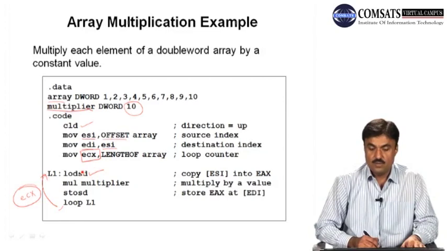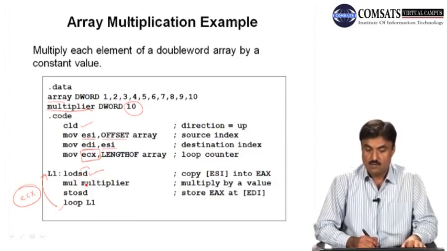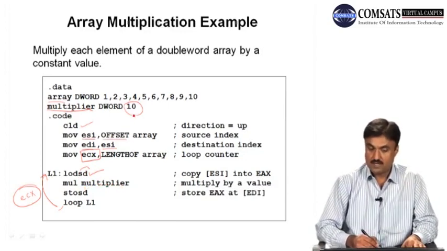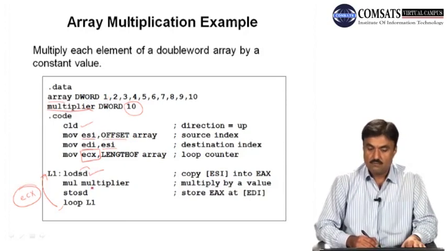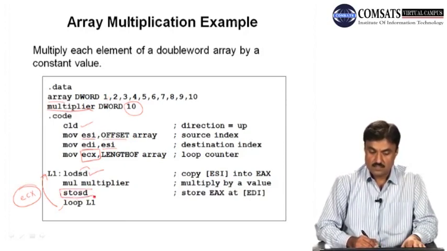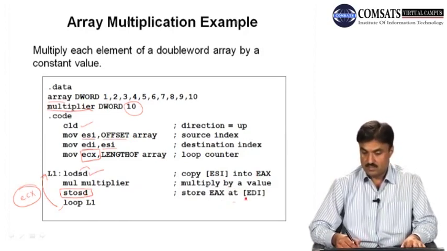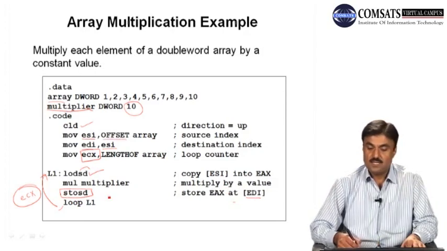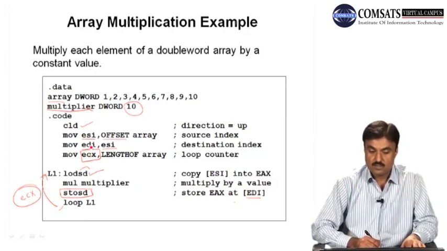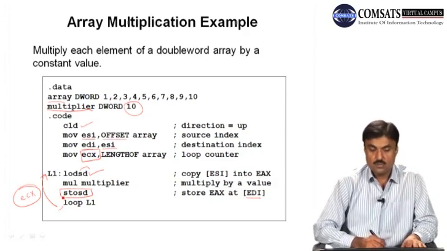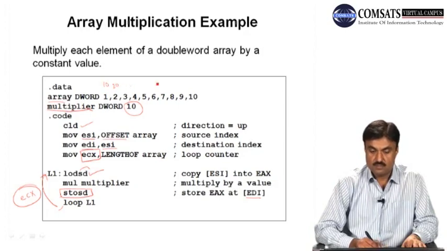Load SD, so it will load the double word into the EAX. Now we are going to multiply the value of the multiplier, 10, with this one, and whatsoever the result is, EDX and EAX combination or EAX only, it will be stored at the EDI because EDI is also pointing to the same memory location. So it will store at the same memory location. It will be like 10 and it will be 20 and so on. So it will repeat itself.